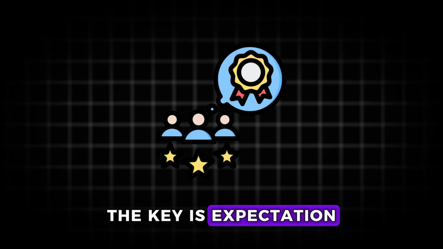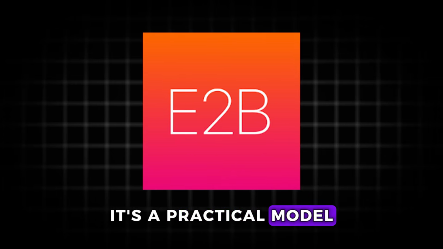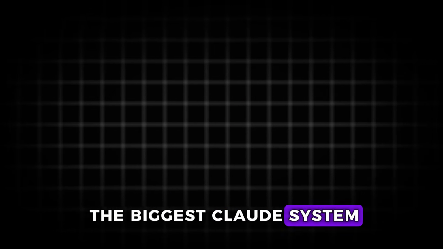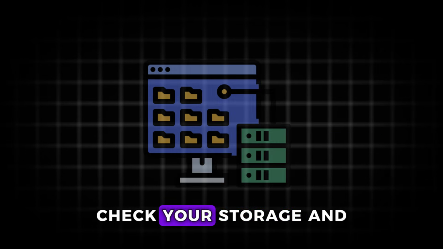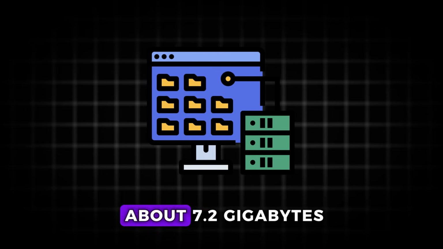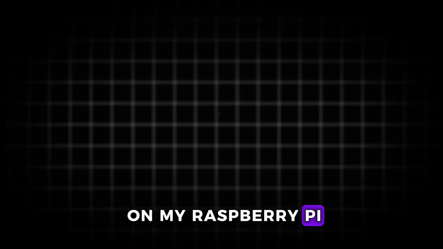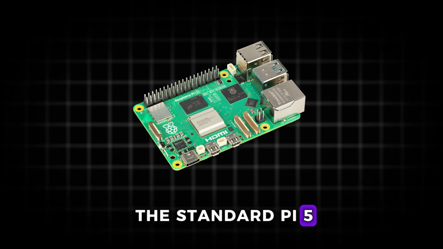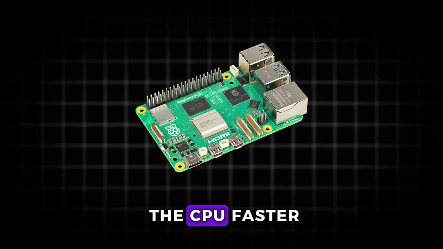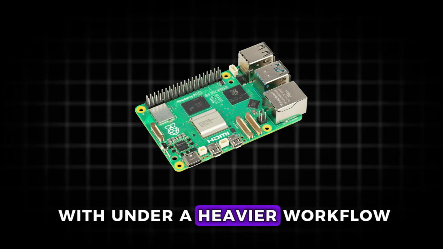The key is expectation. E2B is the small edge model. It's a practical model for lightweight local work, not a replacement for the biggest cloud system. If the model feels cramped, check your storage and memory situation. The model itself is about 7.2 gigabytes when I installed it on my Raspberry Pi. And if you're on the standard Pi 5, this is where SSD storage helps a lot. It's not magically making the CPU faster. It just makes the whole system less painful to live with under a heavier workflow.